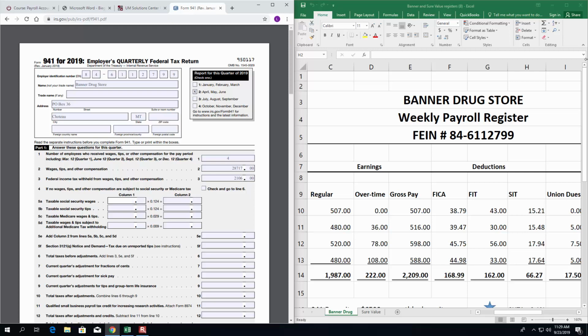How many paychecks in a quarter do you get paid monthly? 3. How many paychecks in a quarter are paid semi-monthly? 6. Two a month, 3 months. 2 checks in April, 2 checks in May, 2 checks in June.